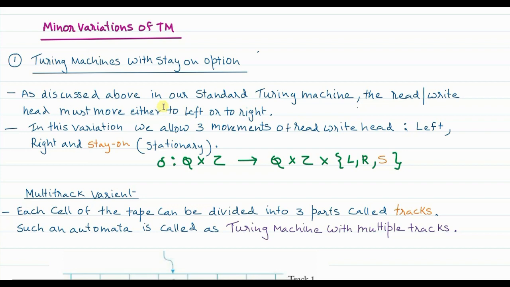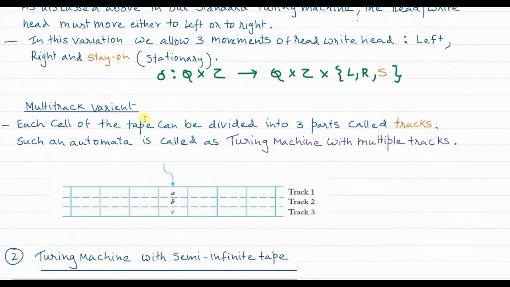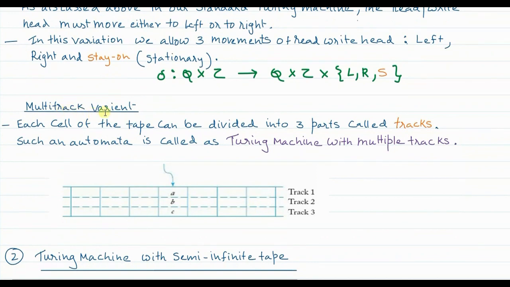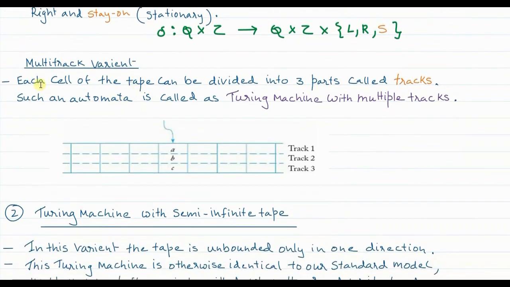Now there is also a minor variant of a normal Turing machine, called the multi-track Turing machine variant. This is not a separate category of Turing machine. The textbook by Peter Linz does not categorize the multi-track Turing machine as a separate category. It says that it is just a variant of the normal Turing machine.